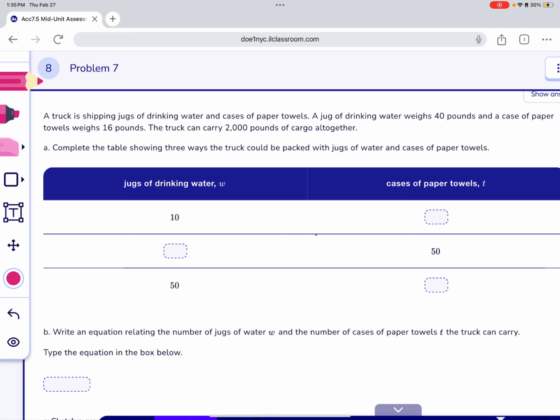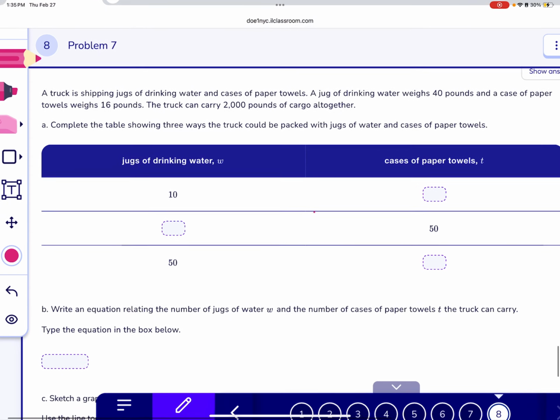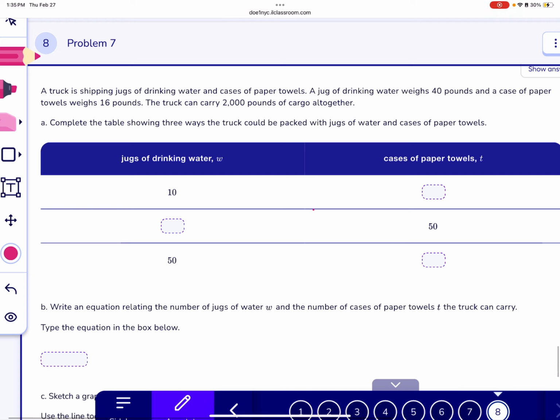Before we finish part A, which is to complete the table showing 3 ways the truck could be packed with jugs of water and cases of paper towels, we're actually going to move on to part B and look at the equation that would relate the number of jugs of water W and the number of cases of paper towels T the truck can carry.